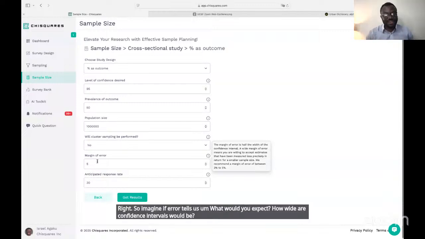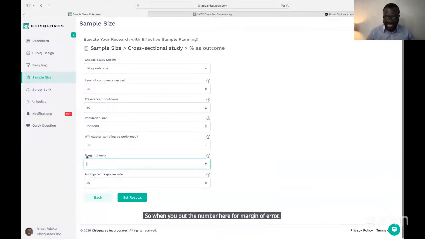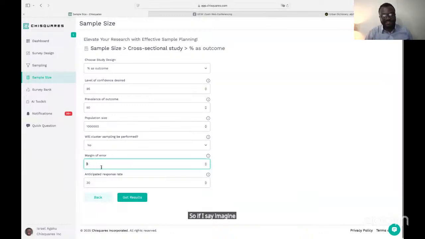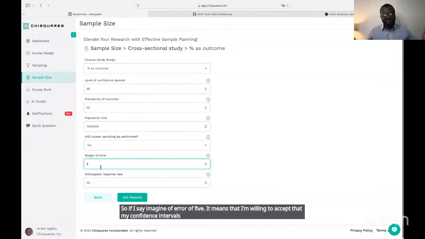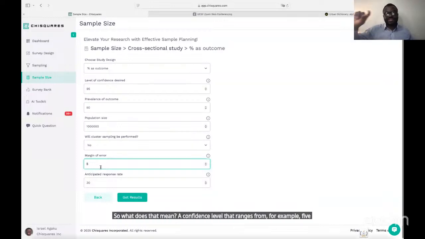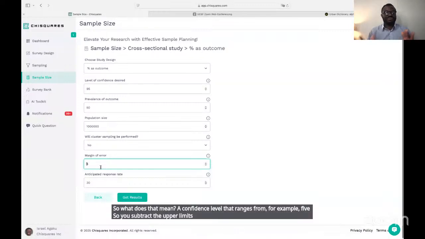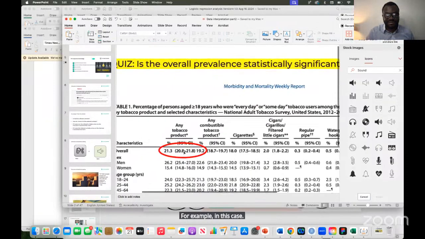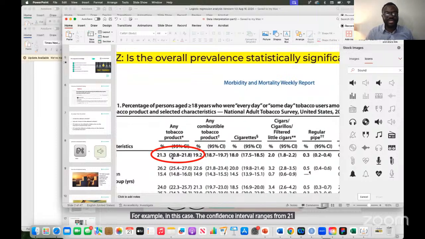So when you put a number here for margin of error, you are saying in effect that I am willing to accept confidence intervals that are this wide. So if I say a margin of error of 5, it means that I'm willing to accept that my confidence intervals will be 10 percentage points wide. So what does that mean? You subtract the lower limit of the confidence interval from the upper limit to get the width. For example, in this case, the confidence interval ranges from 20.8 to 21.8.